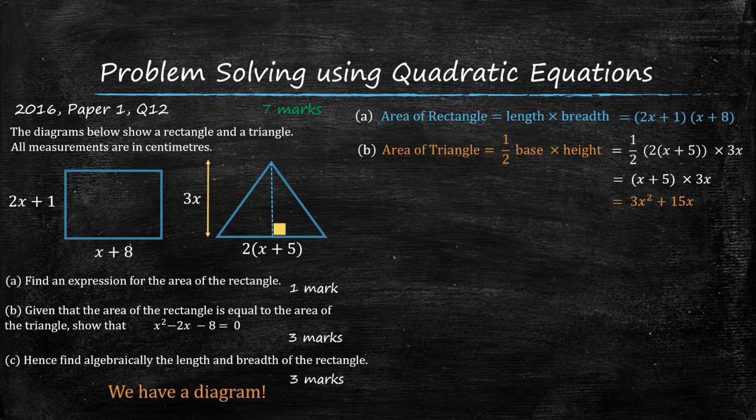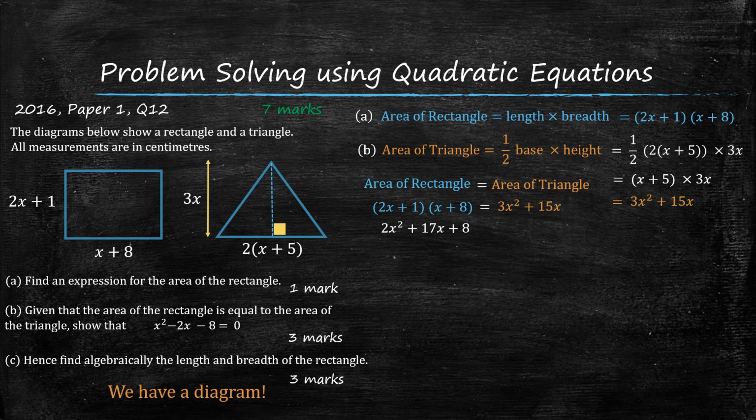Now we've got an expression for the area of the triangle, similar to what we developed in part A, an expression for the area of the rectangle. Part B tells us the area of the rectangle is equal to the area of the triangle. So this tells us 2x plus 1 times x plus 8 is equal to 3x squared plus 15x. Now we want to rearrange these expressions to try and get the expression given in B, x squared minus 2x minus 8 equal to 0. So we want to get 0 on one side of our equation.